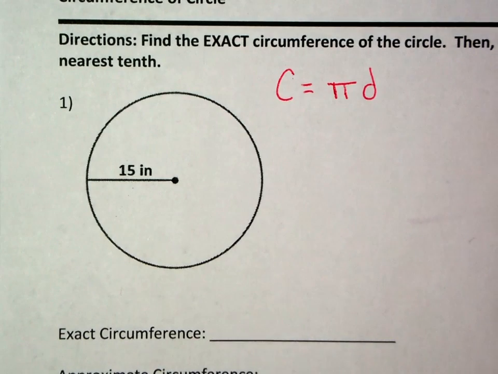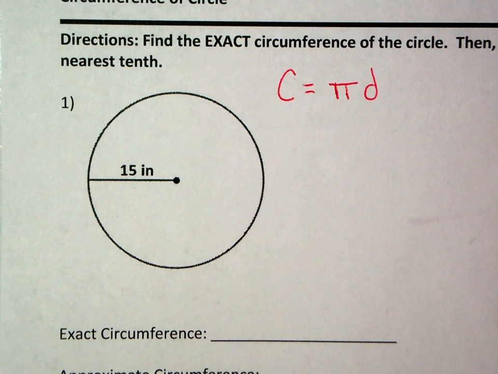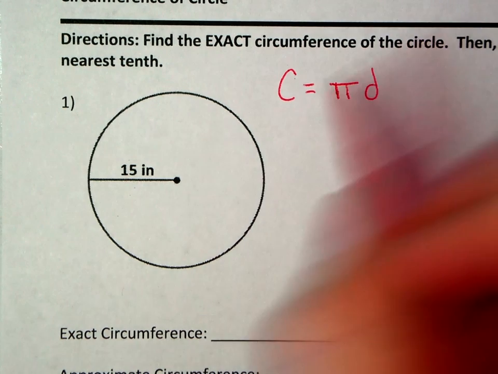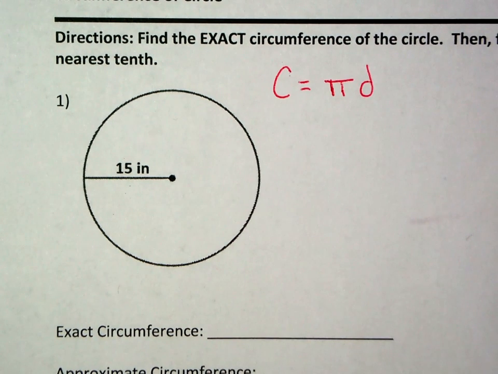There's also another option to use C equals 2 pi r, but for the most part in Onlevel, I'm going to have you guys use pi d just to keep a clearer distinction between the formula for circumference and the formula for area.